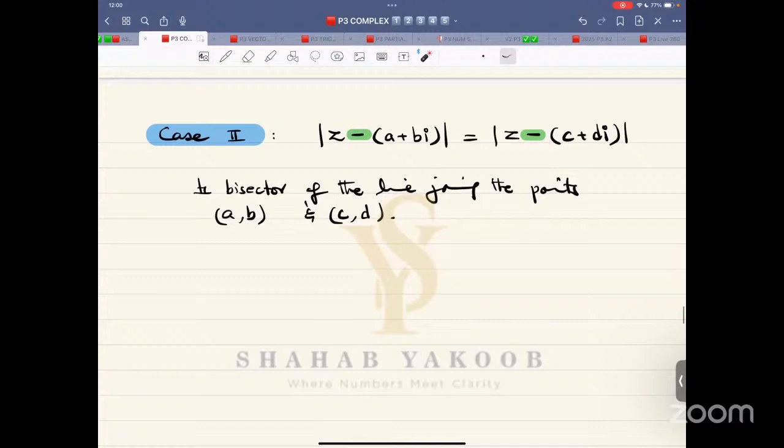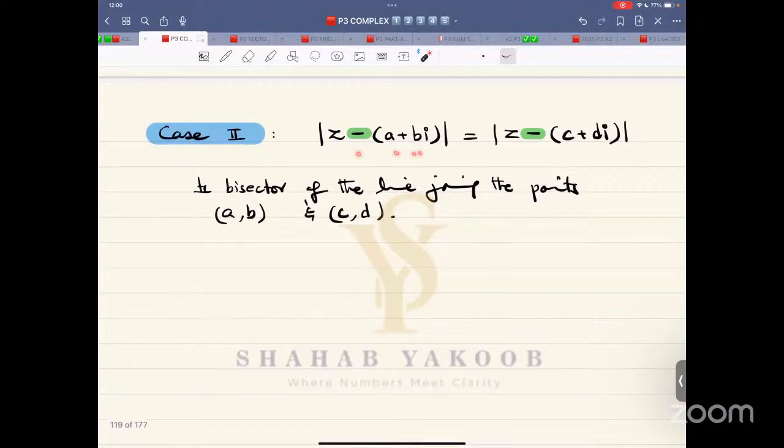The case number 2 is modulus of z minus (a plus bi) equals modulus of z minus (c plus di). If there is modulus on both sides, the loci is the perpendicular bisector of the line joining the points A, B and C, D.